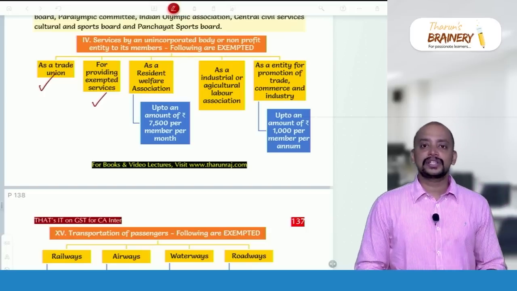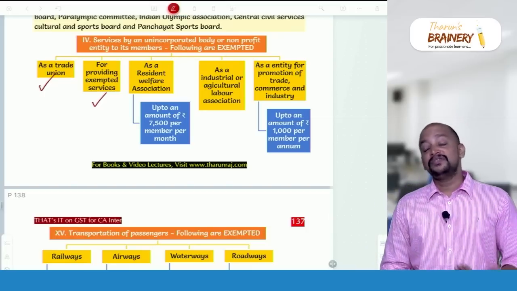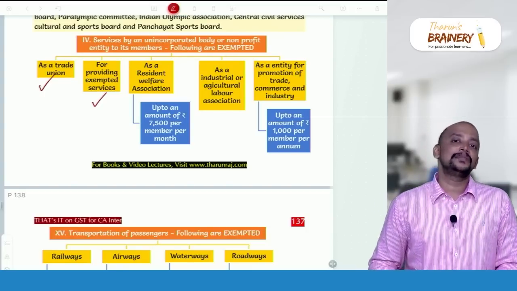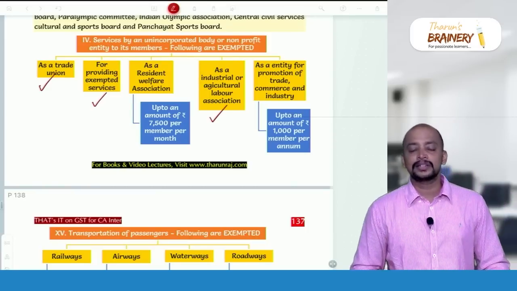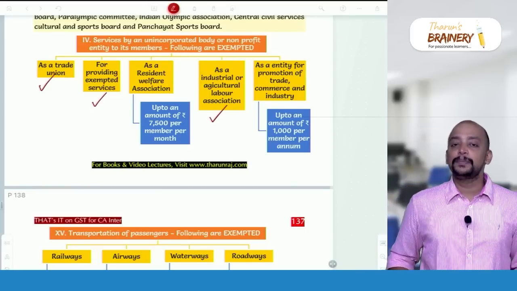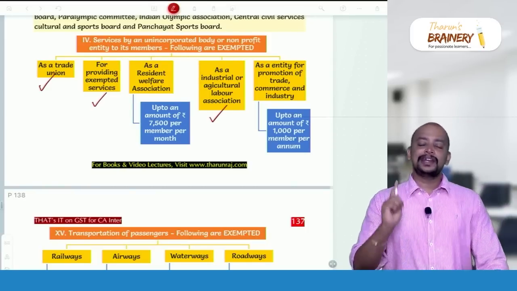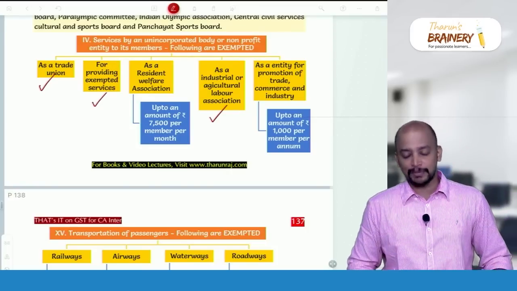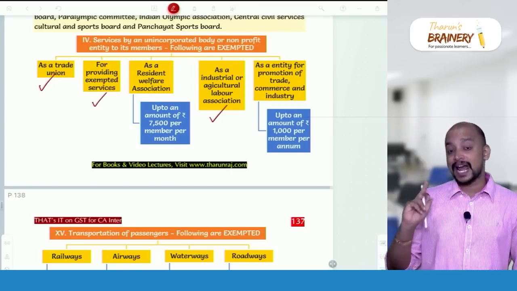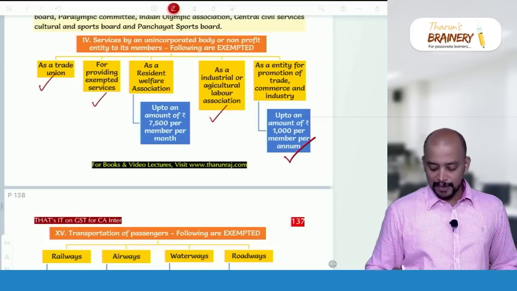Suppose that association is a trade union, okay. If it is an industrial labor or agricultural labor union, then also it will be exempted. Apart from this, for any other unions or any other association, it will be exempted if the amount collected per annum is less than or equal to 1000 rupees per member. So that is not per month, per annum. Okay, so 1000 rupees per member per annum.